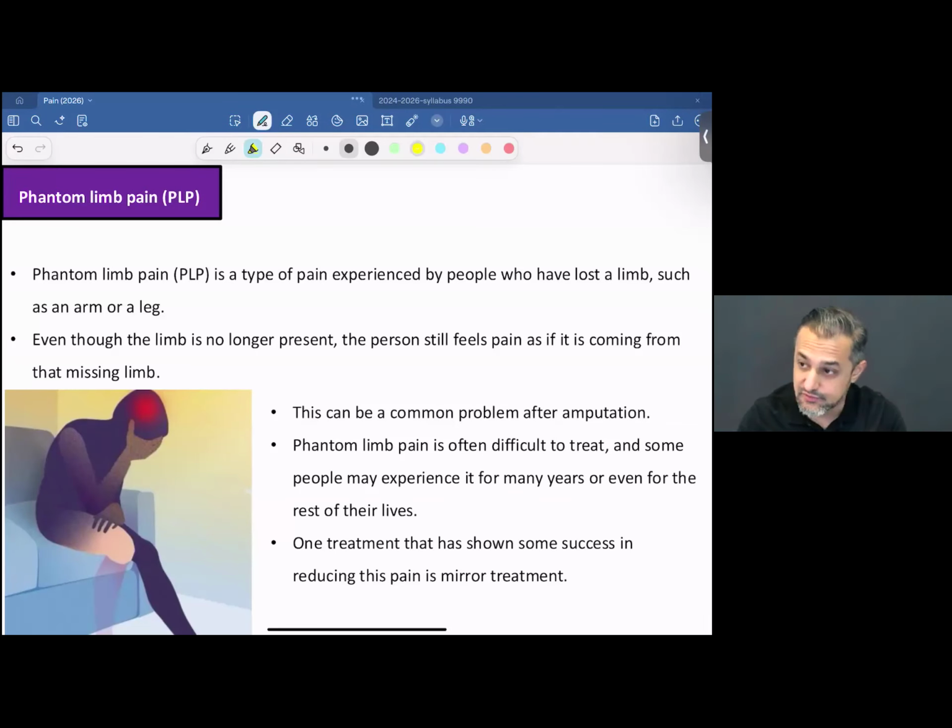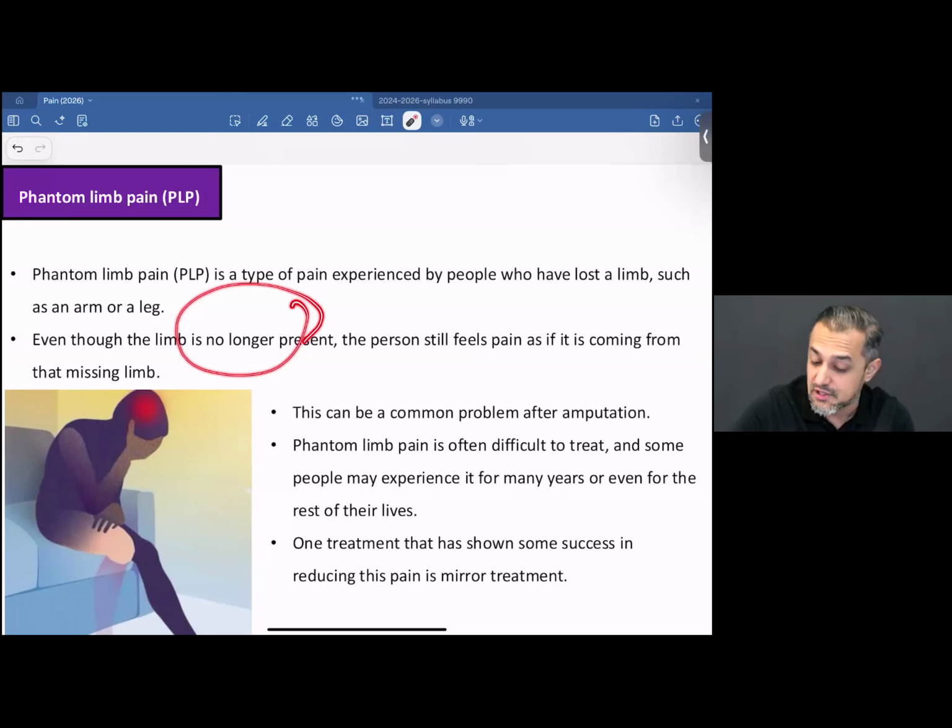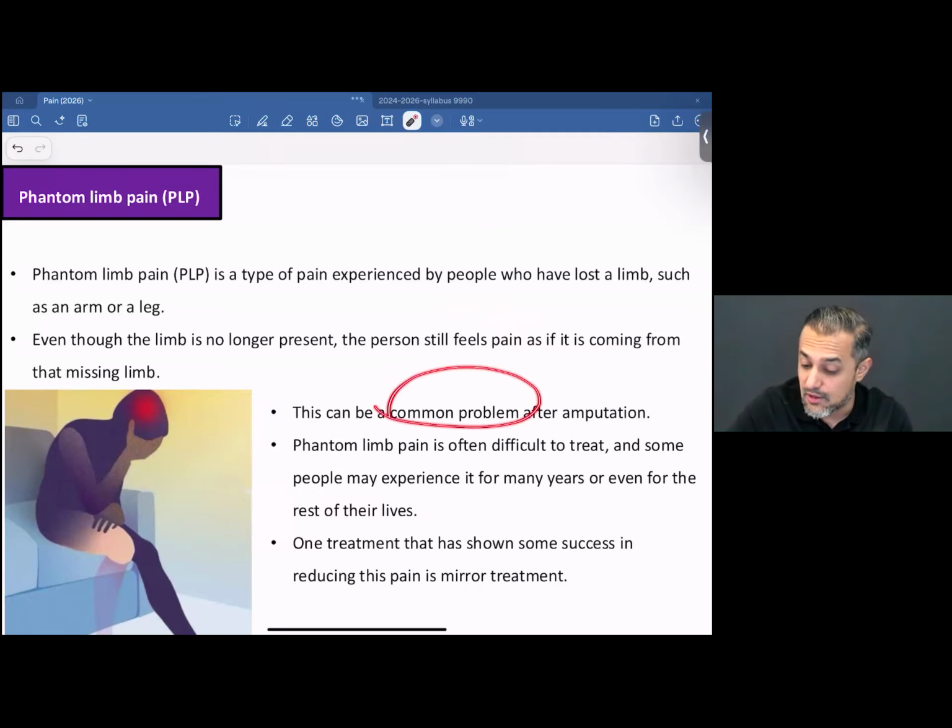Now, taking this ahead, Bismillahir Rahmanir Rahim. Phantom limb pain, like I said, is a type of pain experienced by people who have lost a limb, such as an arm or a leg. Even though the limb is no longer present, the person still feels pain as if it is coming from that missing limb. This can be a common problem after amputation. Phantom limb pain is often difficult to treat, and some people may experience it for many years or even for the rest of their lives. One treatment that has shown some success in reducing the pain is mirror treatment.